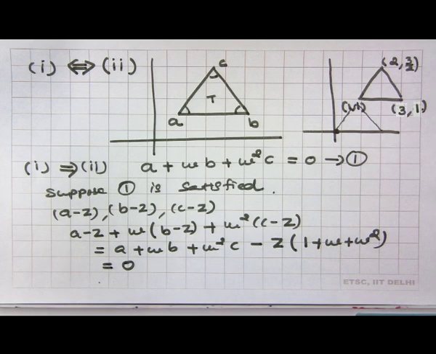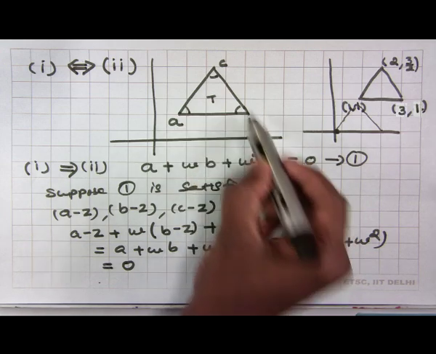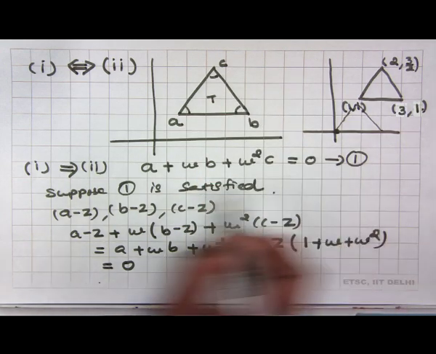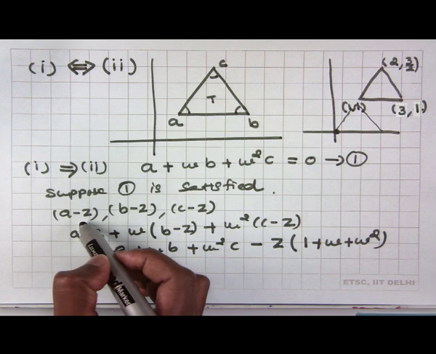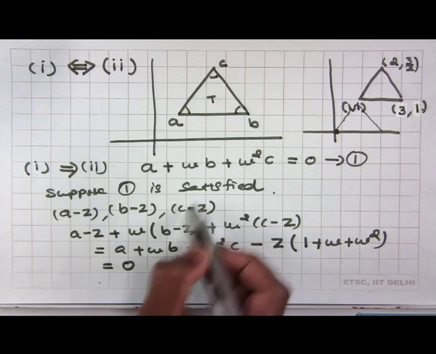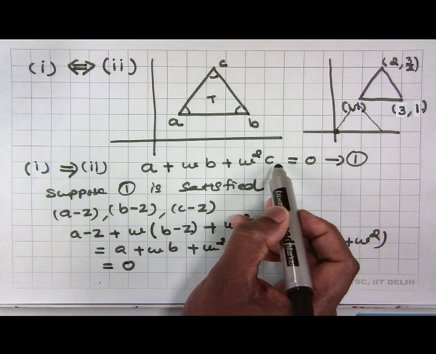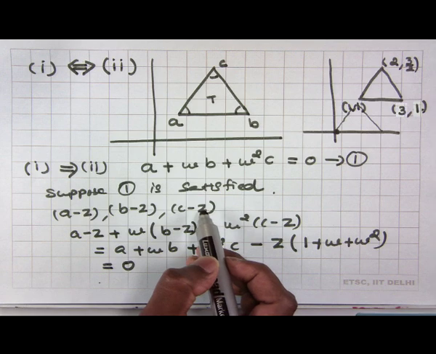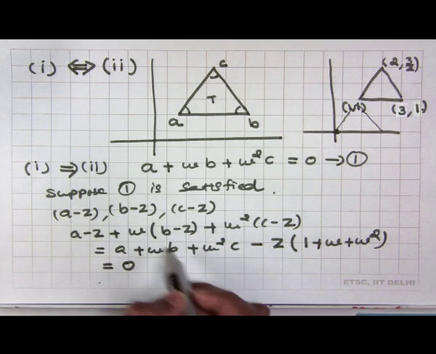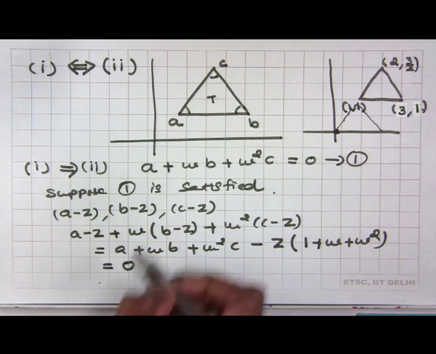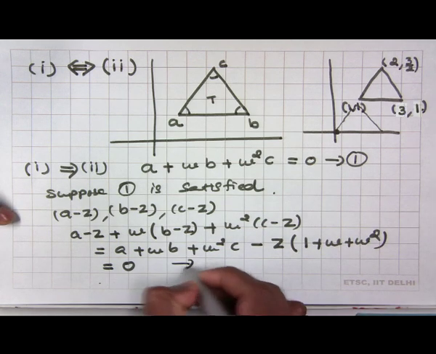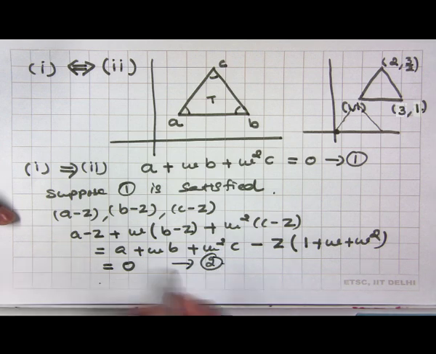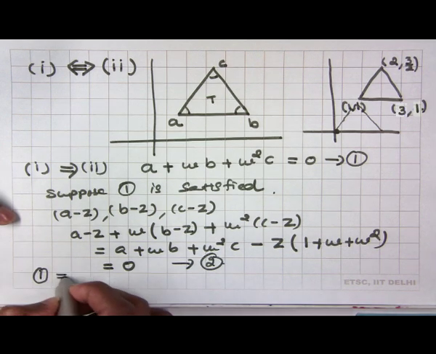So, now what we observe is, if A, B, C satisfies 1, then you can shift it to any other place by just subtracting Z, and again it will satisfy this equation. On the other hand, it is vice versa: if this particular one equals 0, you can actually show that 1 is satisfied. Call this 2. So what we observe is 1 and 2 are equivalent.